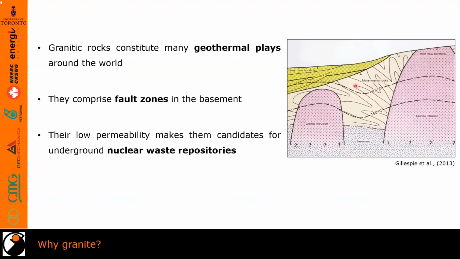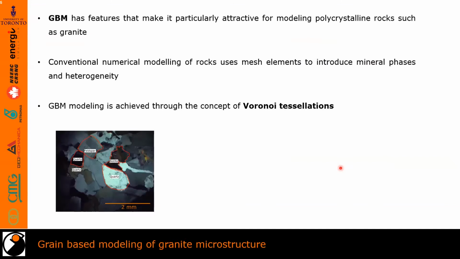This is an example of granitic intrusion and potential geothermal energy resource in Scotland. Another example of a geothermal play that is composed, or partly composed, of granite is the Upper Rhine Graben in Germany and France.